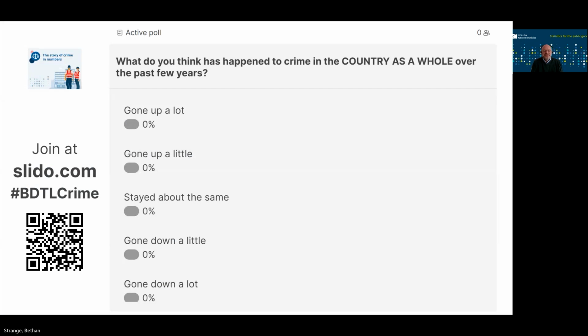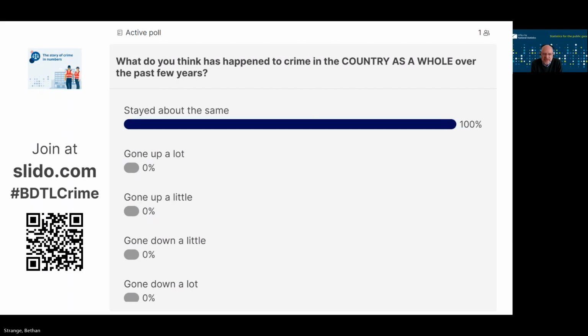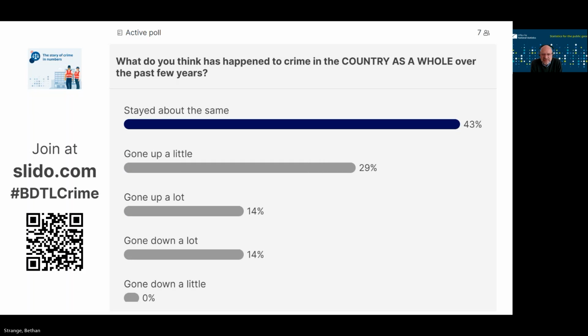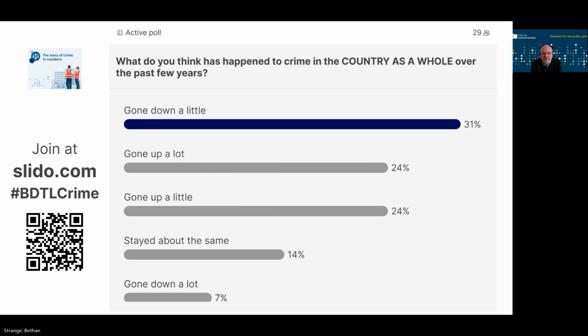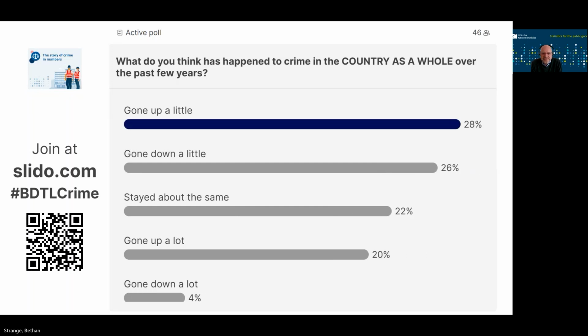So the first thing I want to do is to ask you what you think has happened to crime in the country as a whole over the past few years. There's no right or wrong answer here. It's just what you think. It's just your gut feel. What do you think's happened to crime in the country as a whole over the past few years? Brilliant. Thank you very much.